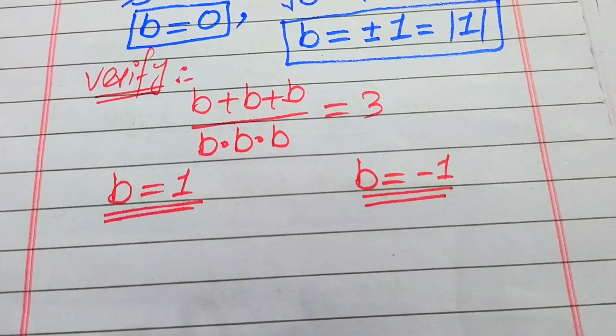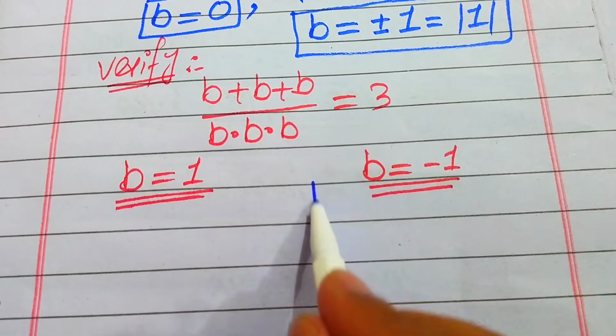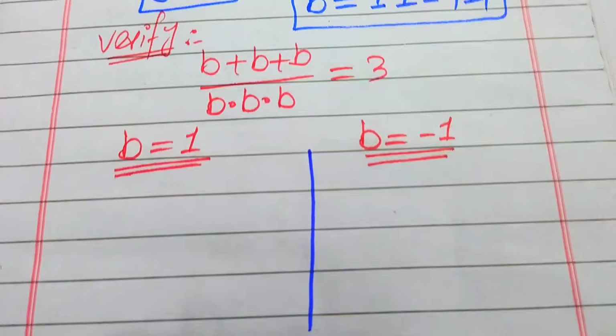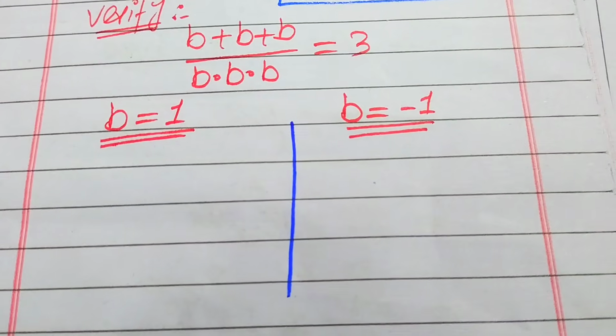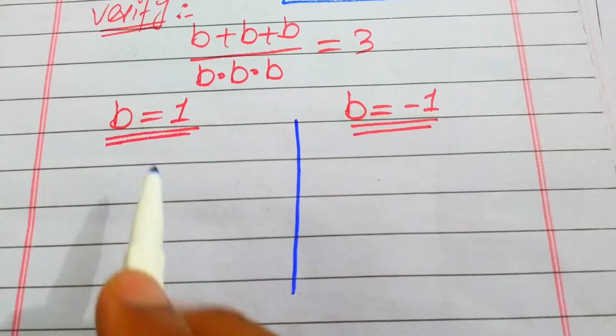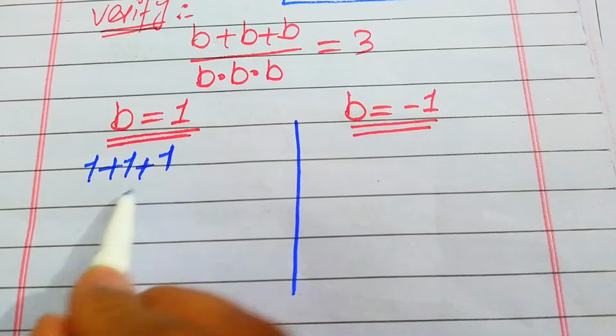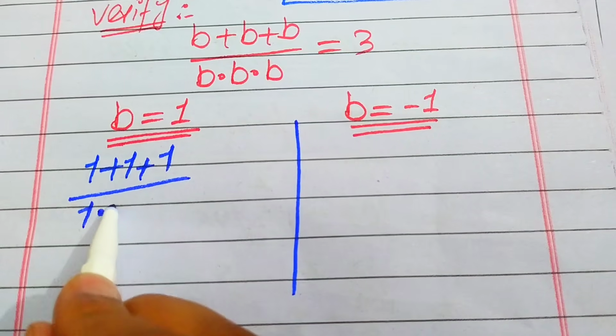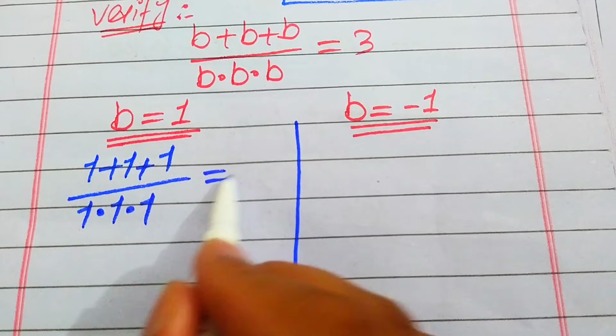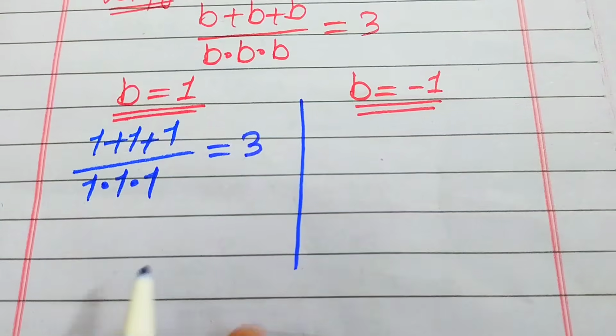So first we verify b equals plus 1, and for this we substitute b equals plus 1 into the left hand side, and we check its behavior. So when you put it here, it becomes 1 plus 1 plus 1 divided by 1 multiplied by 1 multiplied by 1 equals 3.